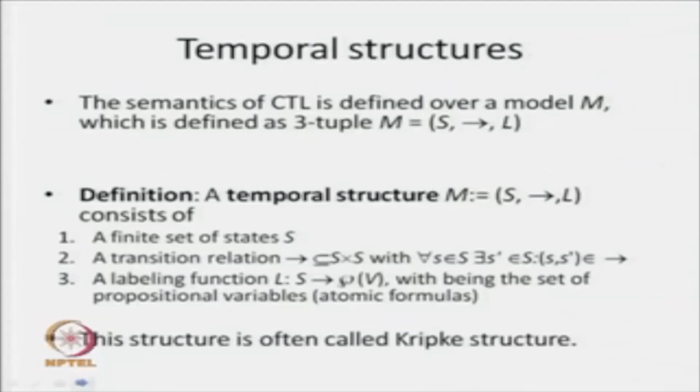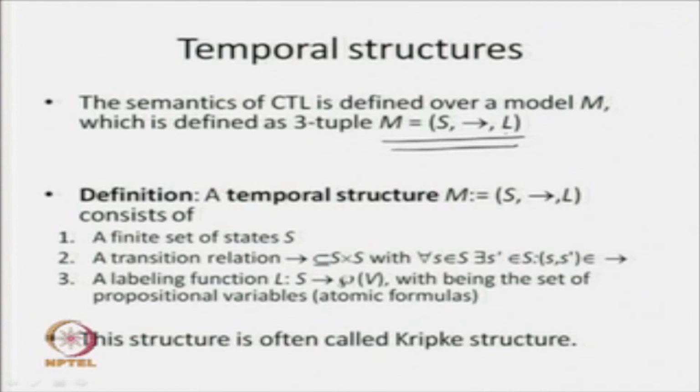Now we have to look at the semantics, or meaning, of this CTL formula. Already I have mentioned that the truth value of a temporal formula is always defined over a model. So for CTL also we have to define the meaning of CTL formulas over a model. In this case we have a model M, and this model has three components. So this model M is defined as S, this arrow, and L.